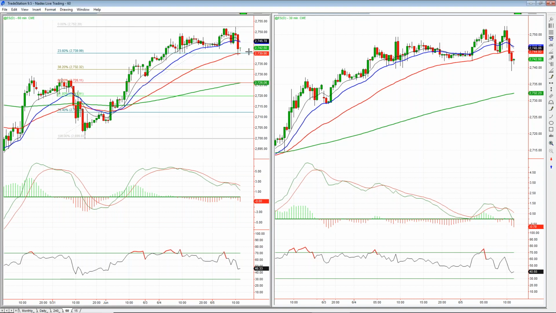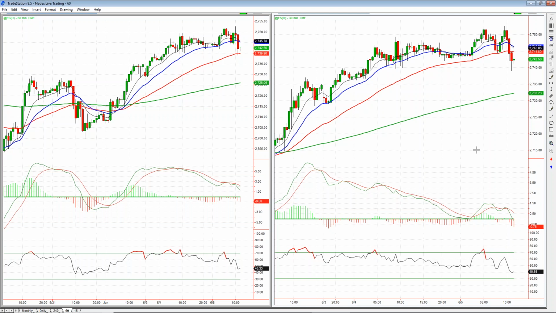So if we did break this level right here on a pullback, more than likely we might pull all the way back into this 2730 level, get in touch with that 50% retracement, and then potentially move back up to that 2750 level for a potential break to the upside. So that's just kind of a guess on my part right now, kind of an educated guess. But right now, my thought is we're going to get some buying here, and we're going to end the day probably back up where we started. And that's probably my best guess just by looking at the charts right now.